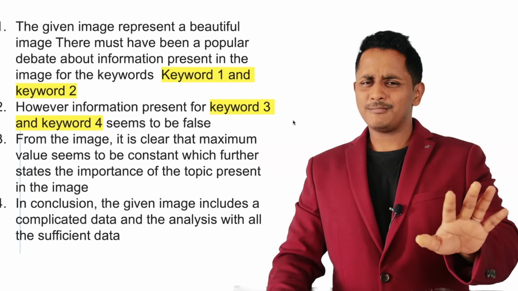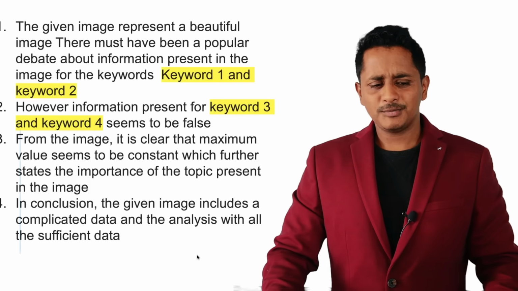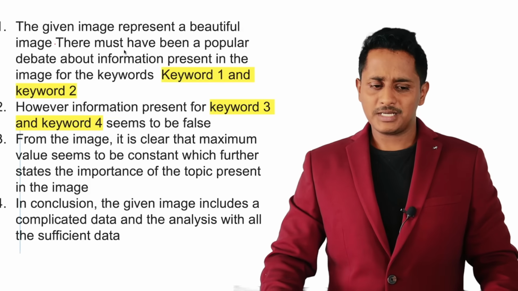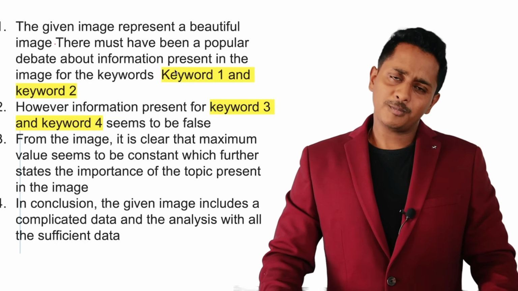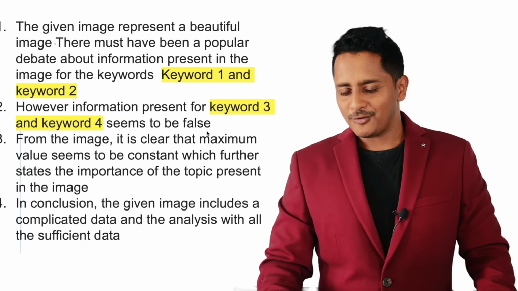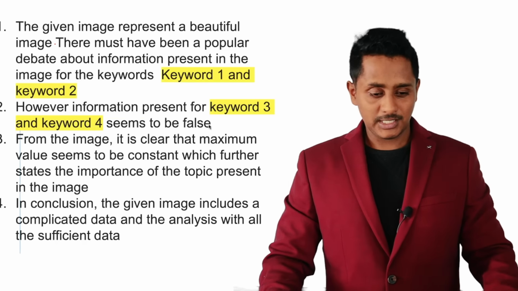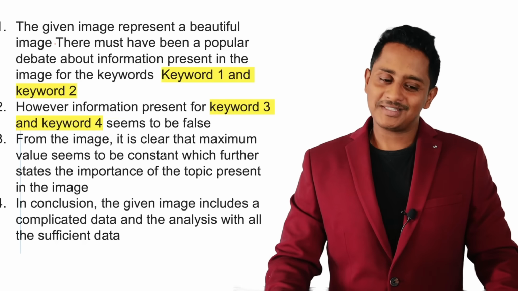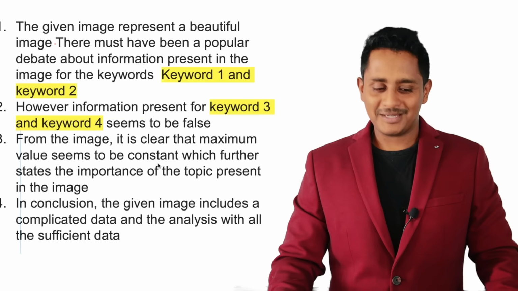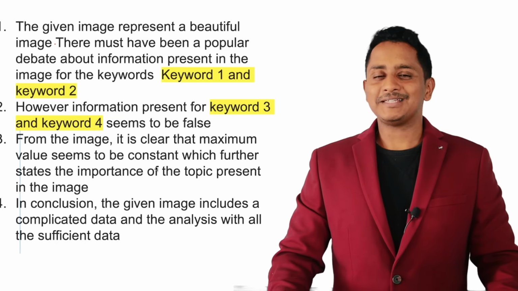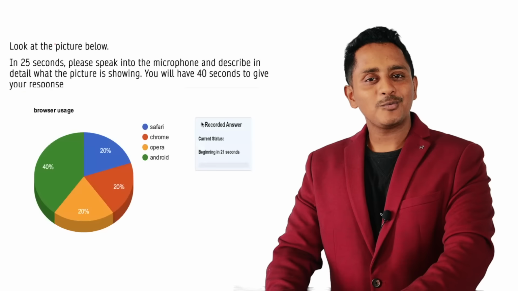I am going to give you this template. The given image represents a beautiful image. There must have been a popular debate about the information present in the image for the keywords Opera and Safari. However, information present for blue and green seems to be false. I'll explain how I chose these keywords. From the image, it is clear that the maximum value seems to be constant, which further states the importance of the topic present in the image. In conclusion, the given image includes complicated data and analysis with all the sufficient data. Something like this is what you will speak.